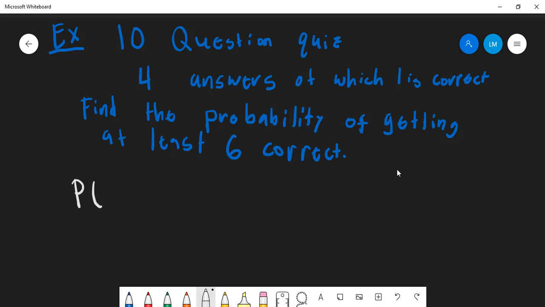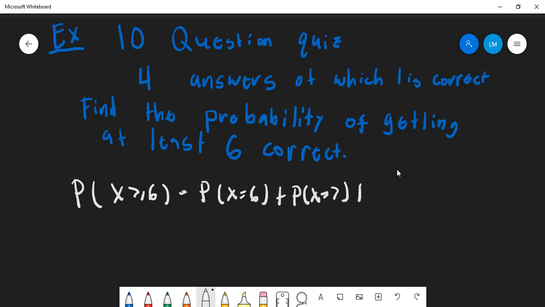So we have the probability that x is at least 6, so it's going to be greater than or equal to 6. But this means that we would have to find the probability that x is equal to 6, plus the probability that x is equal to 7, plus the probability that x is equal to 8, and then plus the probability that x is equal to 9, and then x equals 10. Okay, now as you can see, that looks like a long computation that I need to do. So we have to think of another way to do this problem.